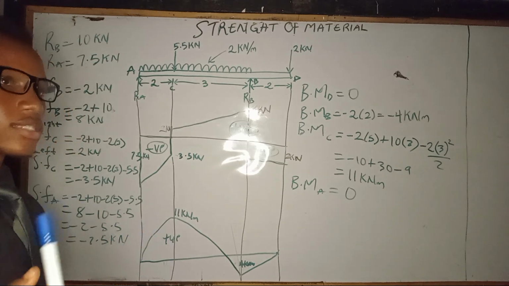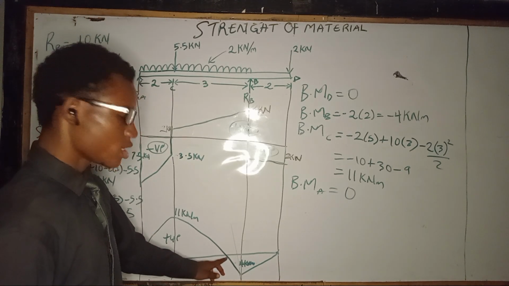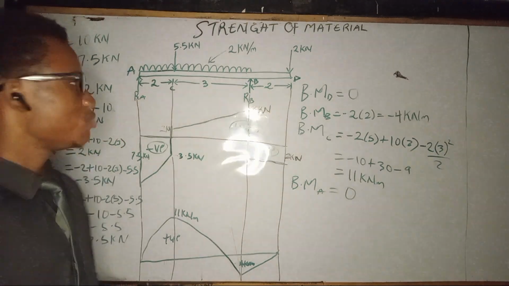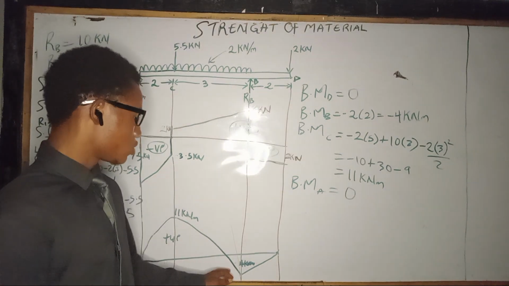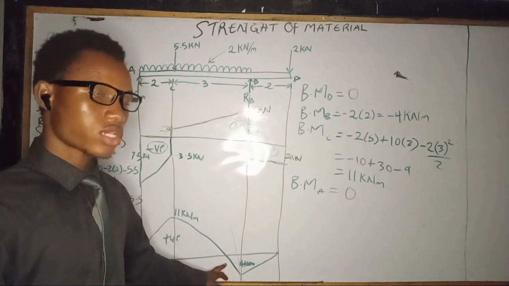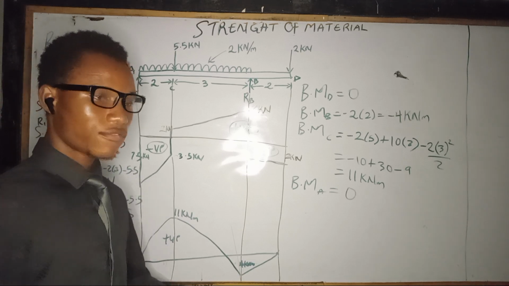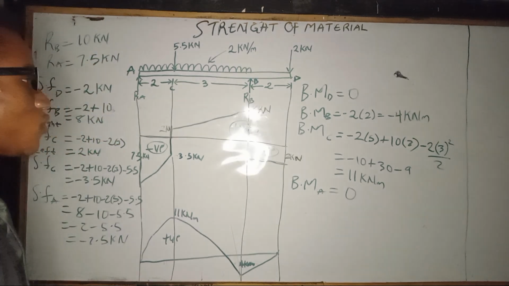And now you notice that right here we have a point whereby the bending moment is equal to 0. We can calculate for that point where the bending moment is equal to 0, and that point is known as the point of contraflexion.